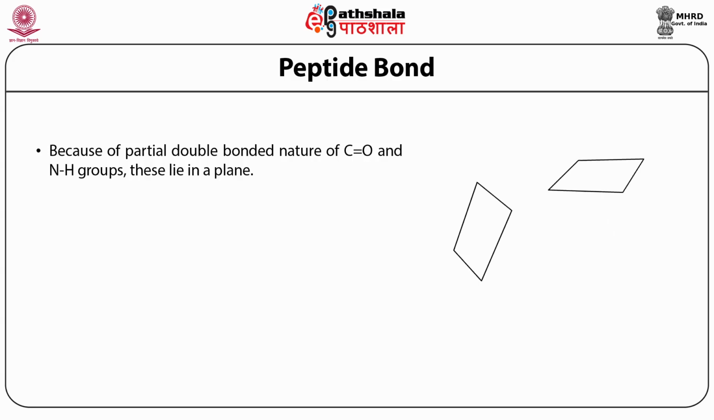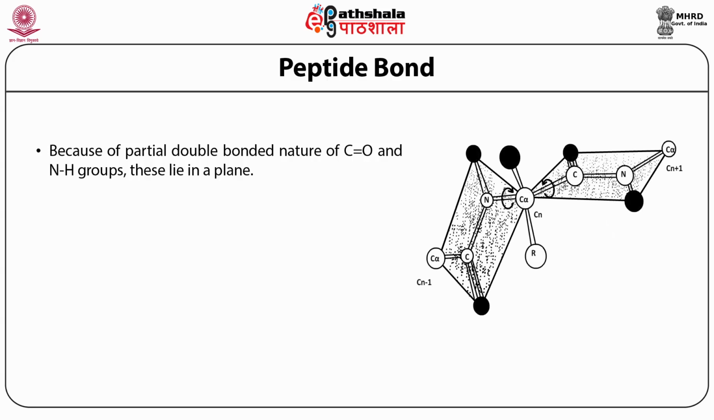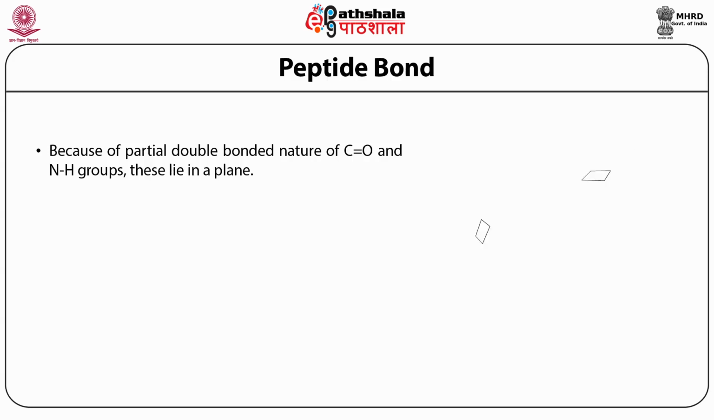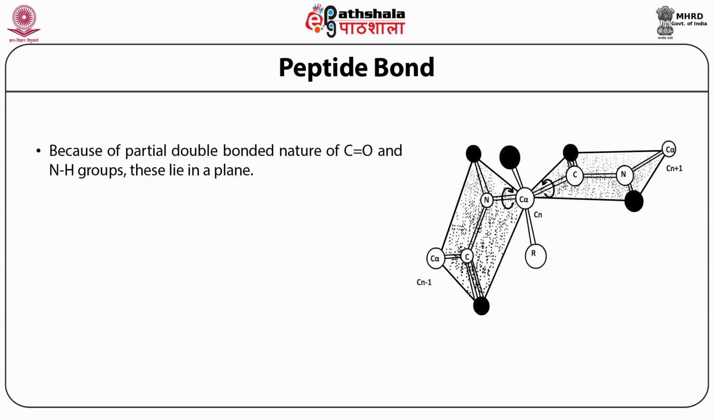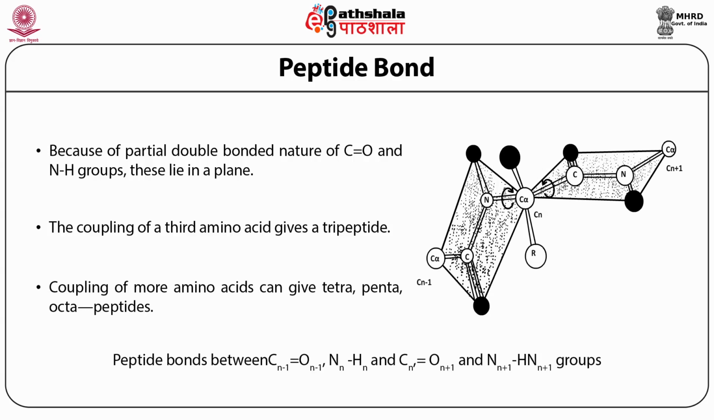The peptide bond we show in this picture. Here we see a CO group and NH group. They form a plane. The next amino acid, CO group and NH, they form another plane. And they couple two amino acids. When a third amino acid is coupled, it is called a tripeptide. This can continue for more amino acids, and these are called tetra, penta, octa peptides, etc.